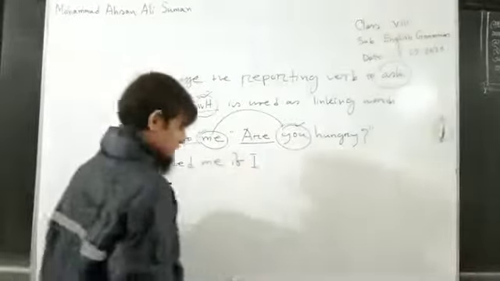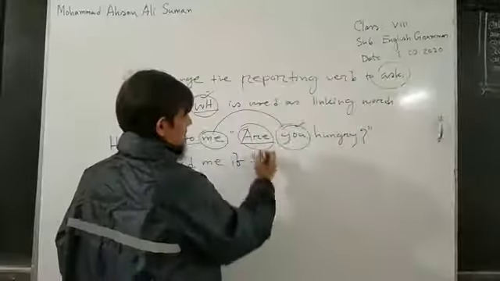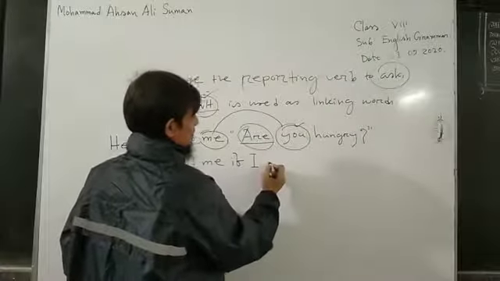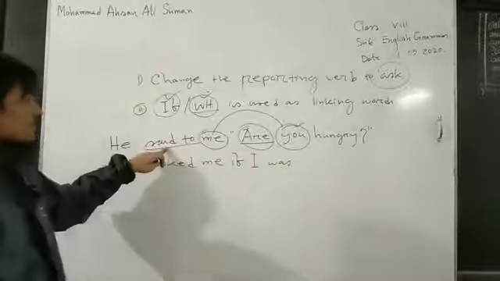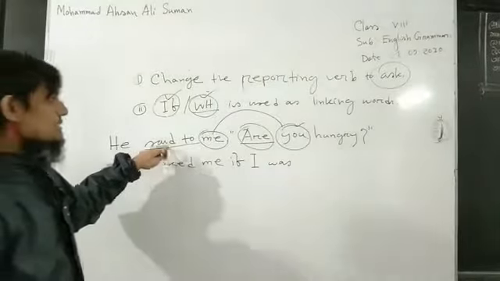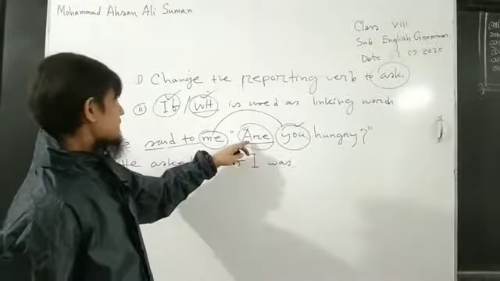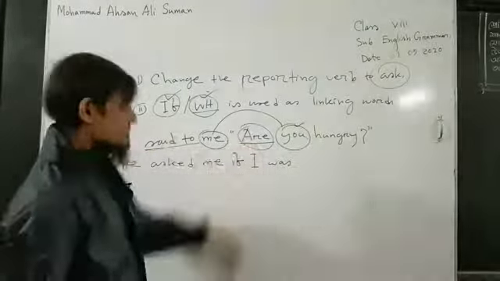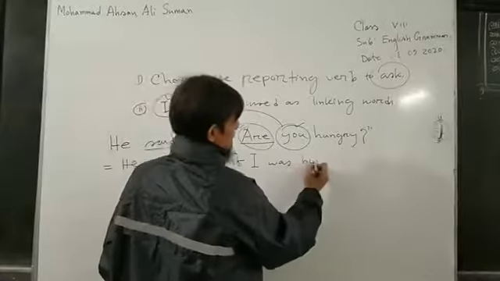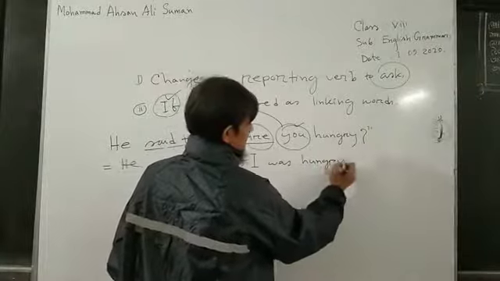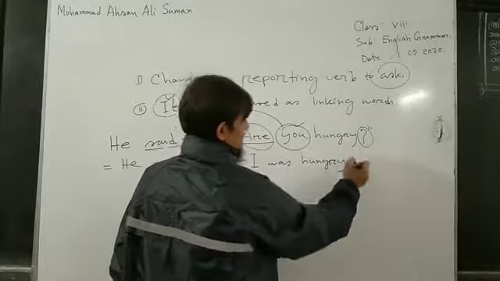Then we use the auxiliary verb: are becomes was. As the reporting verb is in the past tense, the reported verb will be changed to the corresponding past form. I was hungry. The question mark is omitted, then we use a full stop.